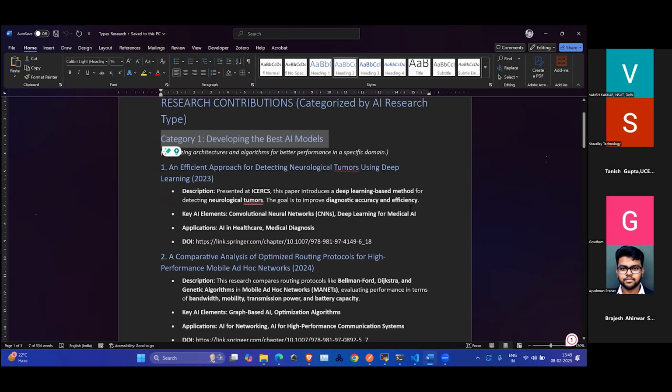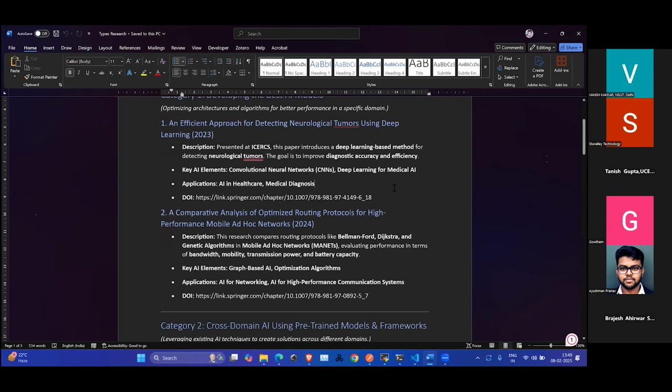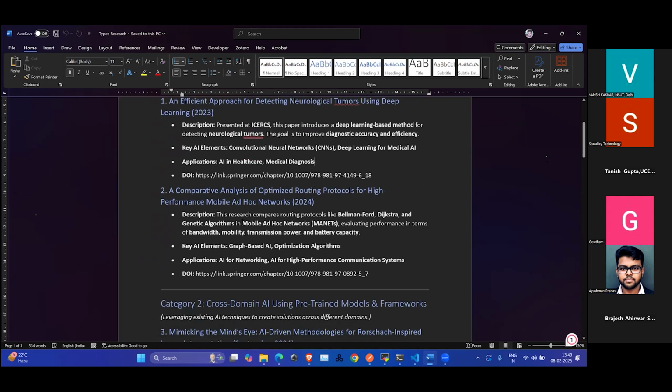So we'll discuss this paper, an efficient approach for detecting neurological tumors. In this, we made a deep learning model which had 97% accuracy in detecting neurological tumors. This covers AI in healthcare, and it uses a dataset to fine-tune it. This was MobileNet, I guess. So we used that and presented it in this conference, the iCircs.